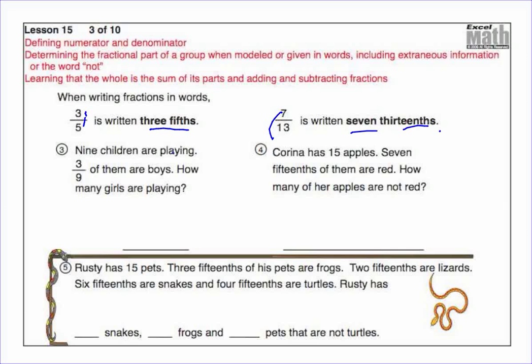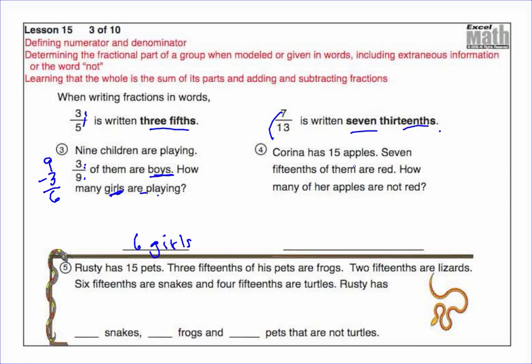9 children are playing. 3/9 of them are boys. How many girls are playing? You got to read the question carefully. Notice that they give you the fraction of boys, and they want to know how many girls are playing. Well, if 3 of the 9 people are boys, then all the other people are girls. So we would write 9 minus 3 is 6. 6 girls then would be playing. All right, pause the video and try number 4, then turn it back on when you're ready for the solution.